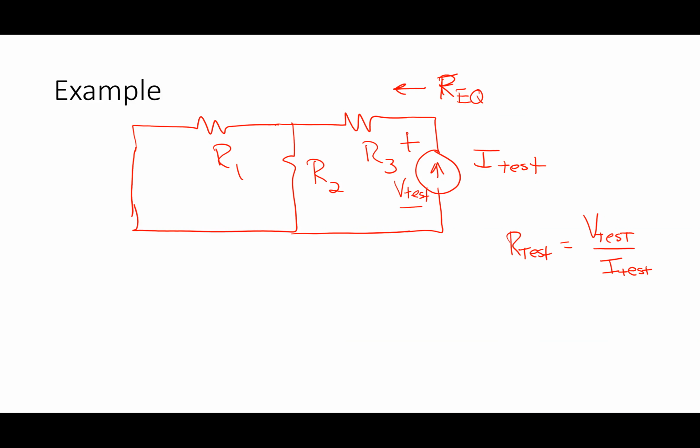So if I said to you, okay, let's figure out V test for what I just showed right there. All right, what would that be? Somebody online, tell me, and somebody other than Steven: V test equals I test times what? The equivalent resistance of R1, R2, and R3. Yeah. So what is that in this circuit? R3 plus R1 and R2 in parallel.